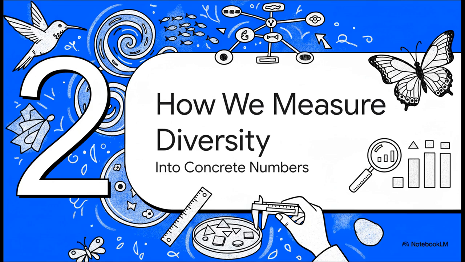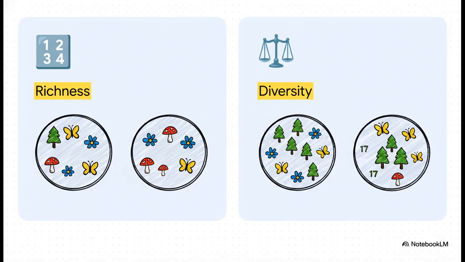Okay, so we've got our 3 levels: genetic, species, ecosystem. Check. But how do scientists go from just looking at a forest to getting hard data? How do they turn all this beautiful, chaotic variety into actual numbers? Let's check it out. First, we've got to get this distinction crystal clear. Richness is just a head count. Easy. But diversity is way more nuanced.